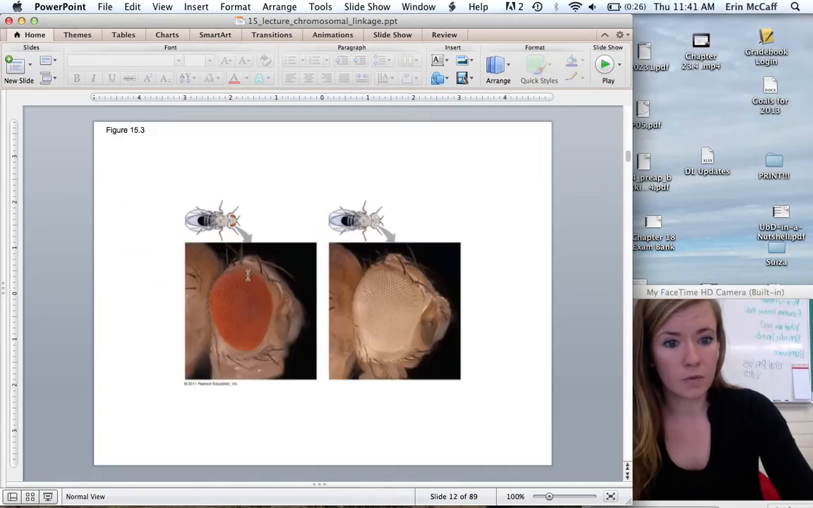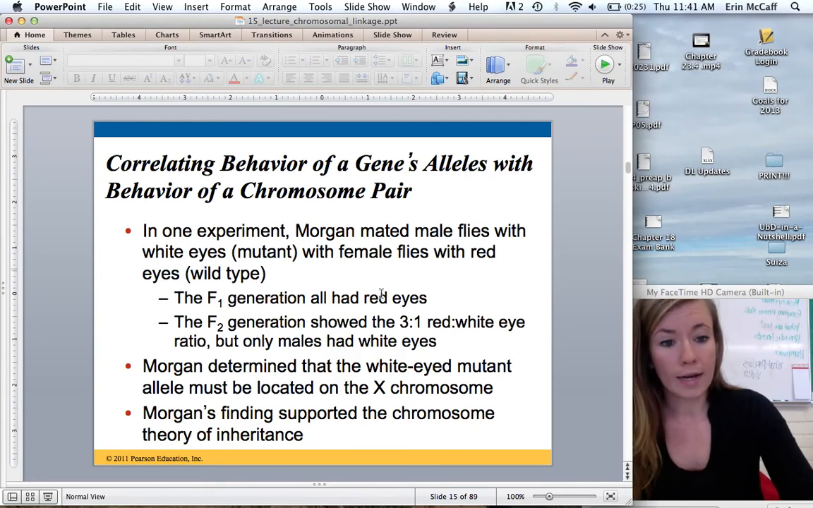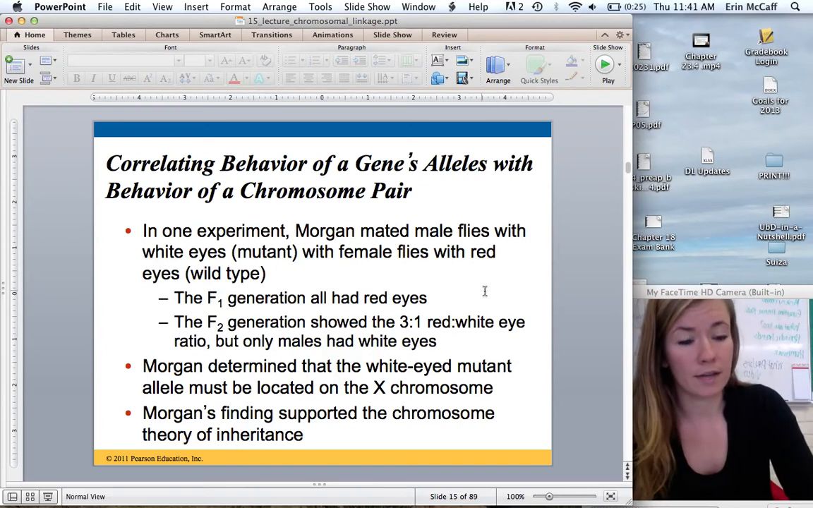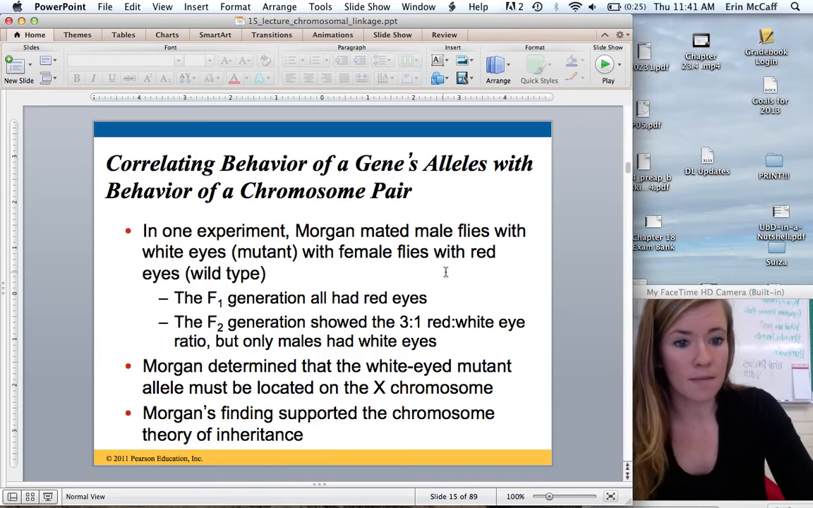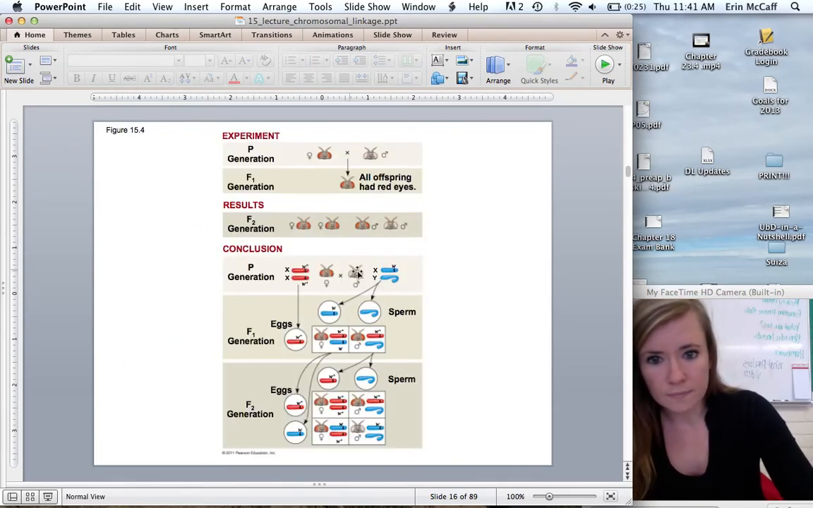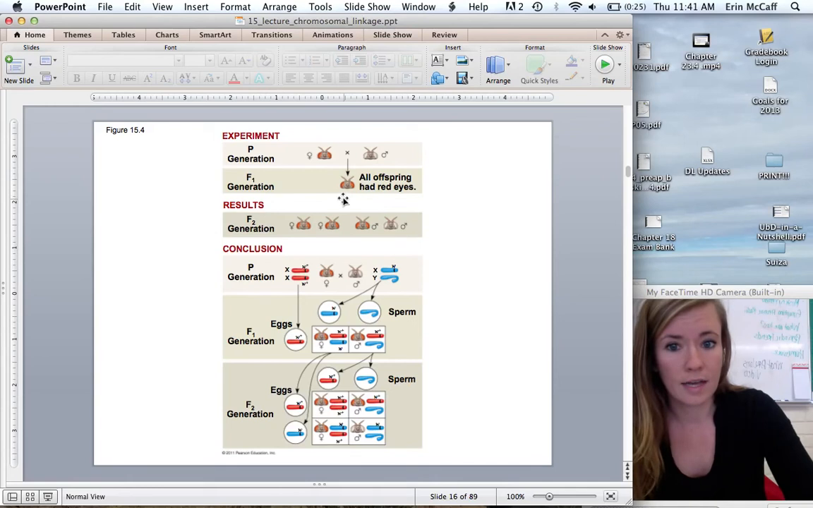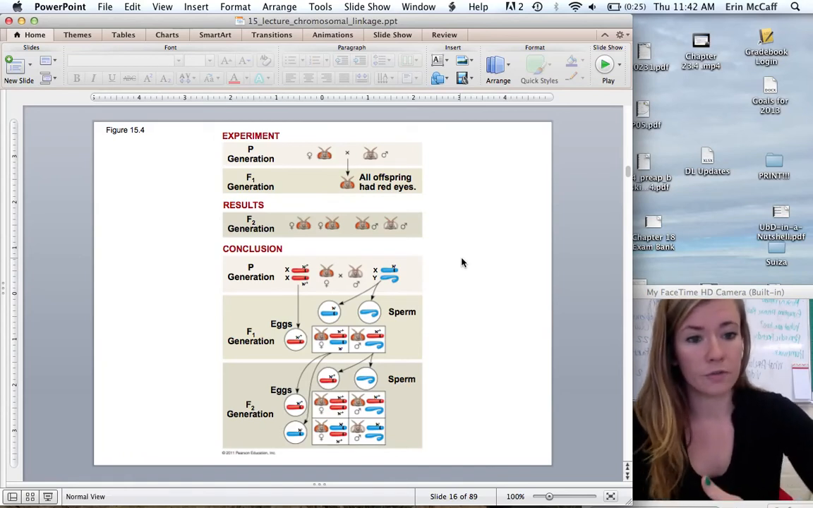And so then he starts doing more tests, crossing the white-eyed male fly with a red-eyed female fly. And he sees that all the F1 generation have red eyes, which you would probably expect. The female is probably homozygous dominant, and the male is probably homozygous recessive. And so that's fine. But then the next generation, the F1 generation, they all have red eyes. The next generation, he sees 3/4 red, 1/4 white. Again, what we would expect given an F2 cross, that 1/4 of them would be homozygous recessive. And so that was fine.